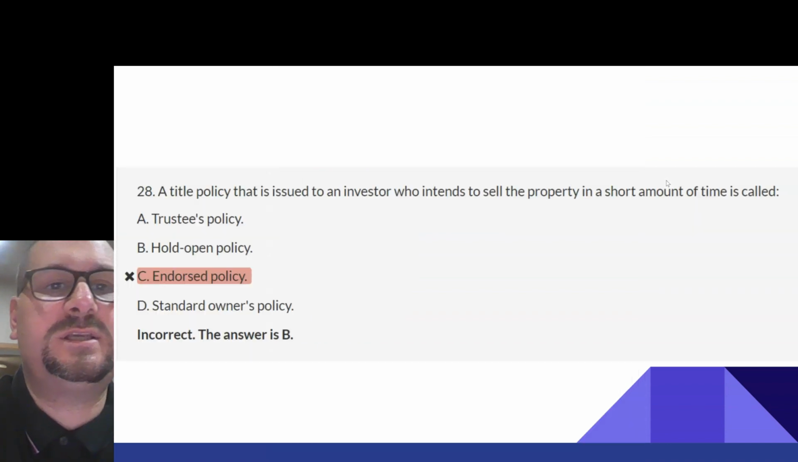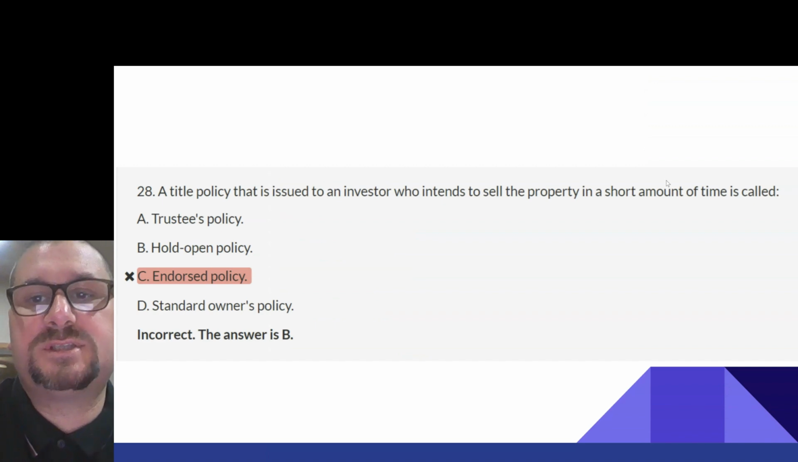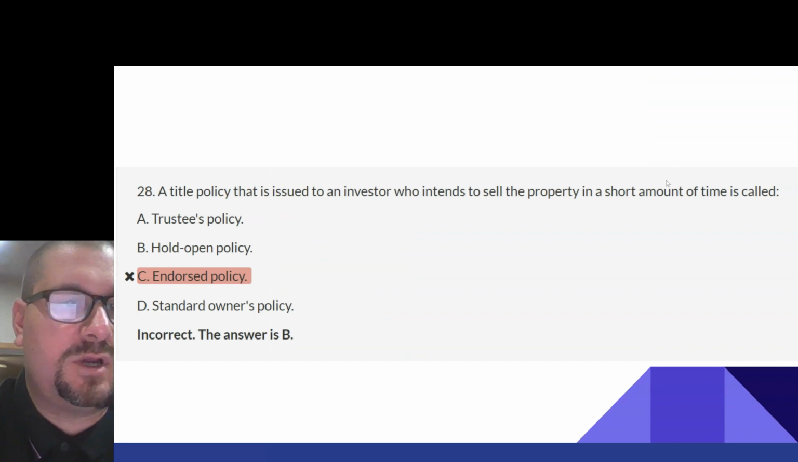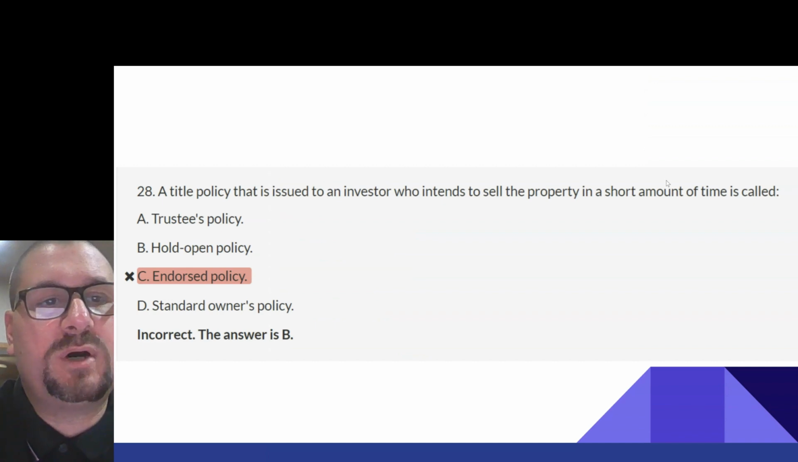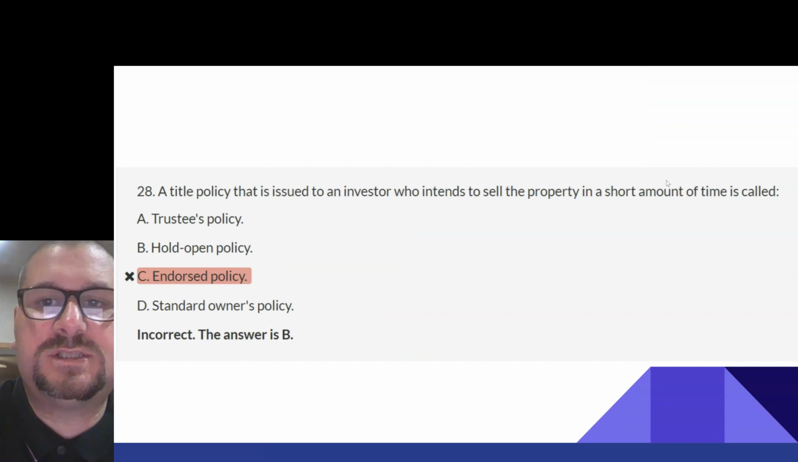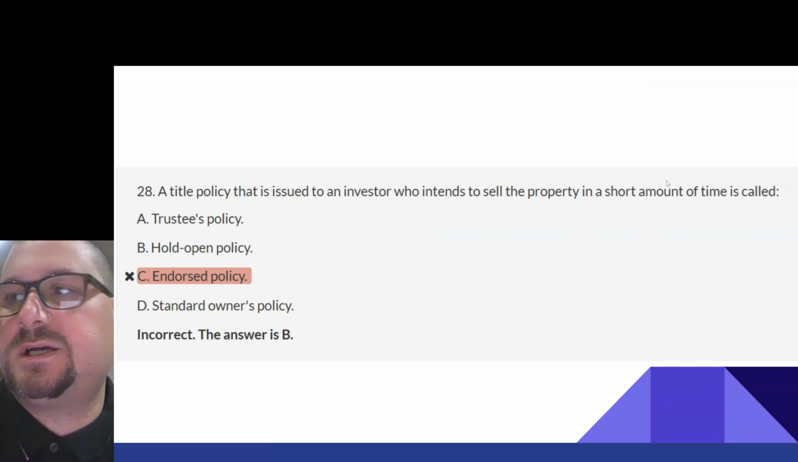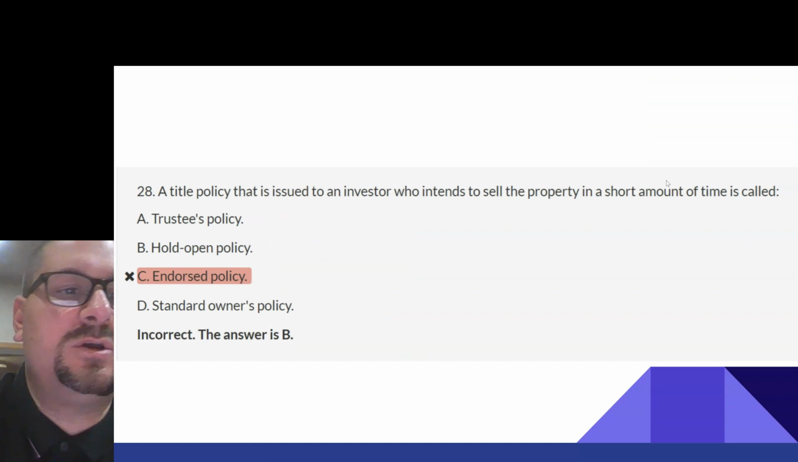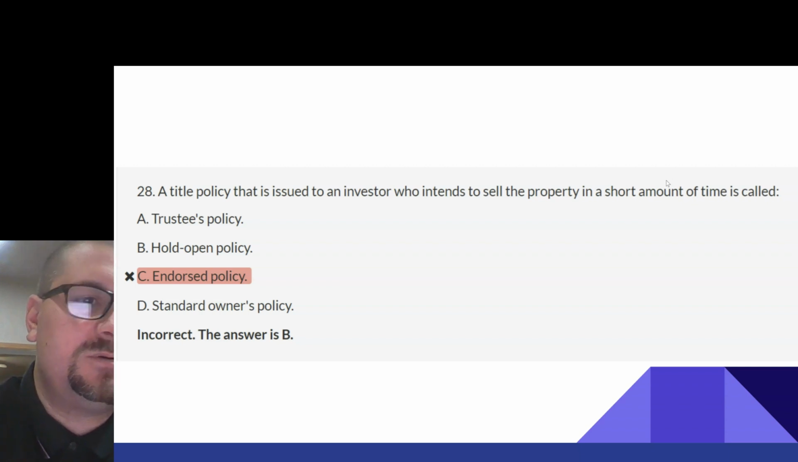A title policy that is issued to an investor who intends to sell the property in a short amount of time is called, Bravo, hold open policy. All right, that's called a hold open policy. Is it a trustee's policy? No. An endorsed policy? No. Standard owner policy? No.